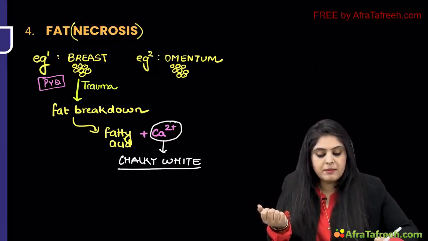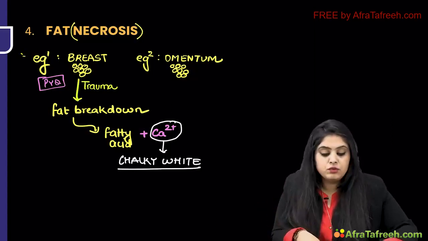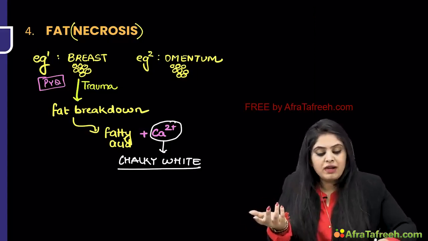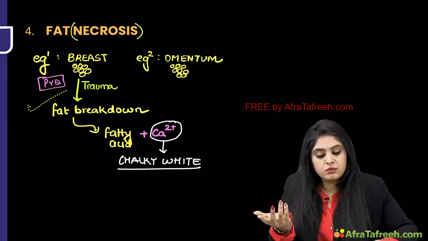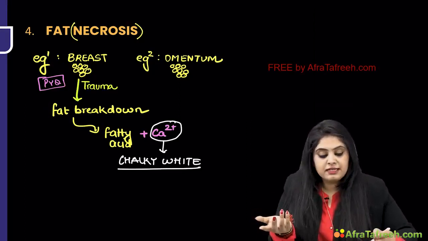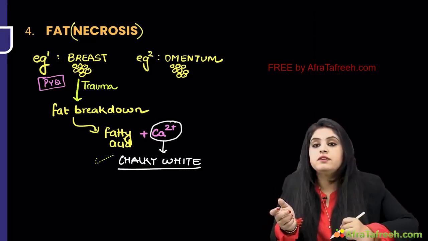So please remember that when we are talking about fat necrosis, it is to do with what? Number one, it's in the breast because breast is a fatty organ. Why will the fat break down? Because the female has met with the trauma. What will it break down into? It will break down into fatty acid. That fatty acid will attract what? Calcium, and calcium will look chalky white.